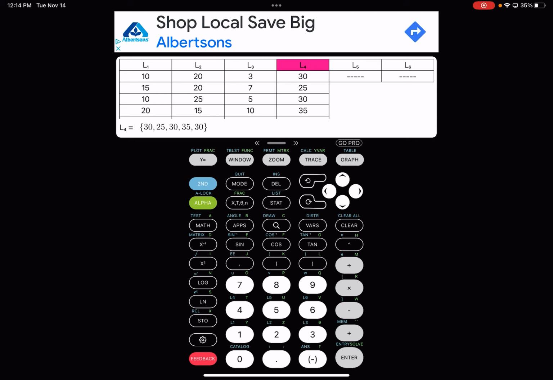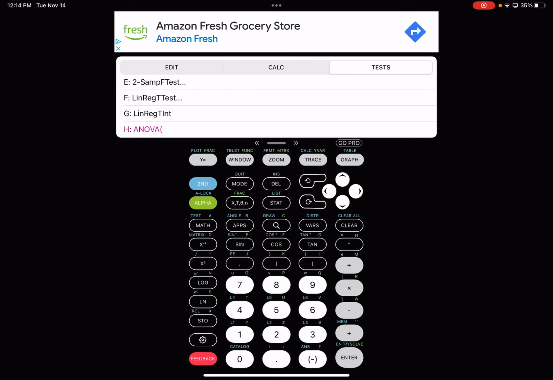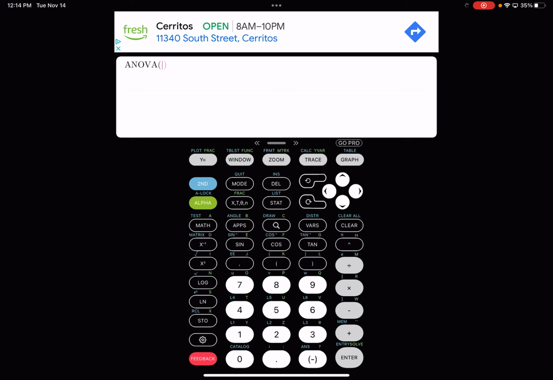So does anyone recall how we get to ANOVA? Stat, test, and it's the last one, ANOVA. Hit enter. Now you have to tell it what lists you're doing. We had 4 lists here that we entered. So we're going to do second L1, comma. Do not forget your commas. Second L2, comma. Second L3, comma. Second L4, and then close the parentheses. Hit enter.